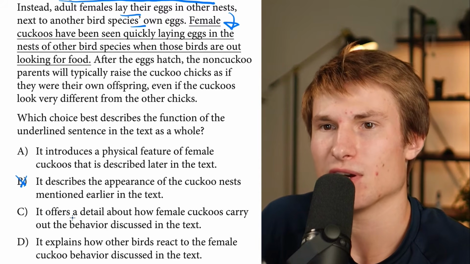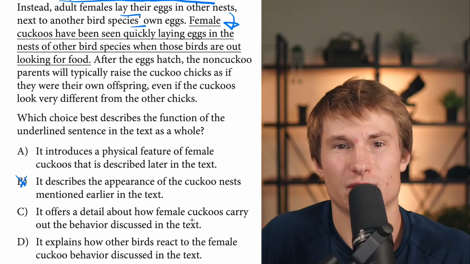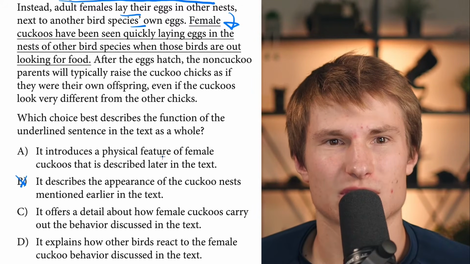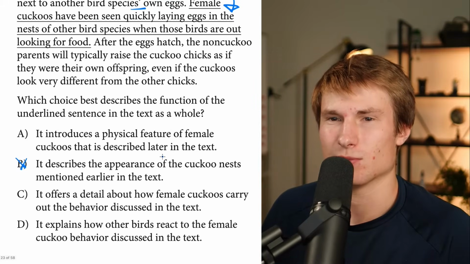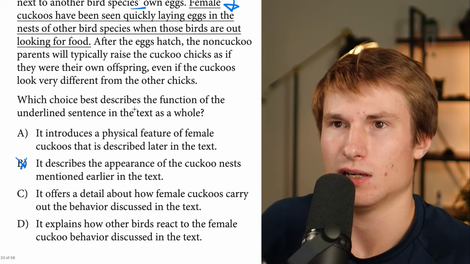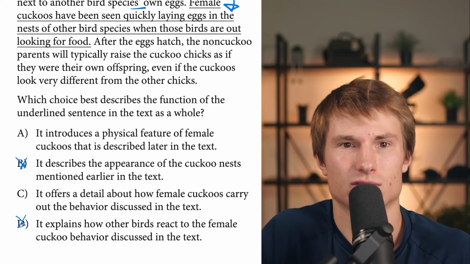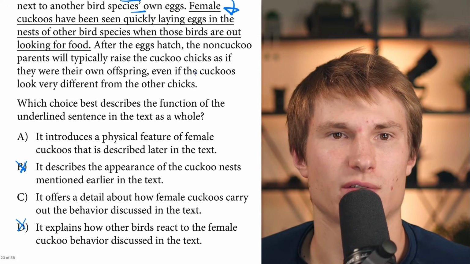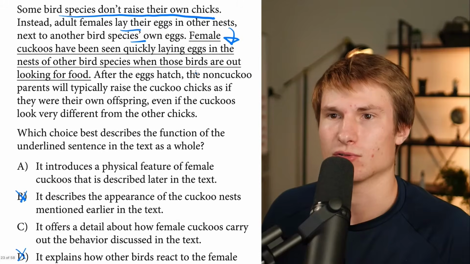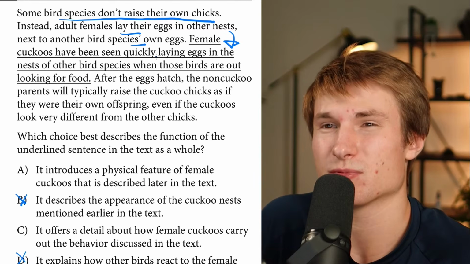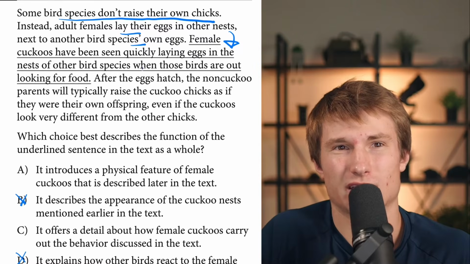If we look at C, we have it offers detail about how female cuckoos carry out the behavior discussed in the text. Once again, I'm still kind of looking for something that's more specific to that claim. We've got D, it explains how other birds react to the female cuckoo behavior discussed in the text. Well, we know that the reaction of the other birds is actually in the next sentence. So the underlined sentence would be between A and C. Looking at A, it introduces a physical feature of female cuckoos that's described later in the text. Well, unless it's referring to the action of quickly laying eggs, I wouldn't necessarily say it's a physical feature, but let's take a look at C.